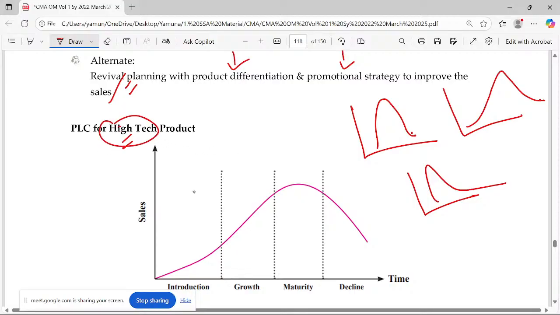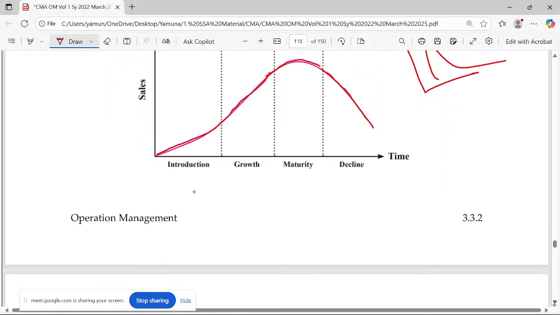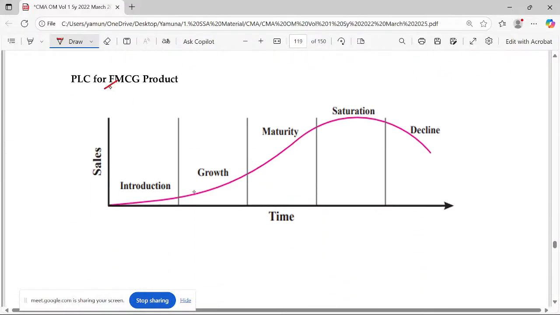So when we go for a high-tech product, it's not very steep, it's less steep, then it takes up some speed, goes up and then falls down. It's not a drastic fall, but falls down in a slow-paced manner in the decline stage. Okay, this is for a high-tech product. But when we go for FMCG, see, the beautiful curve of FMCG. What is highlighted between the earlier one and this one? FMCG will get one more stage, the saturation stage.